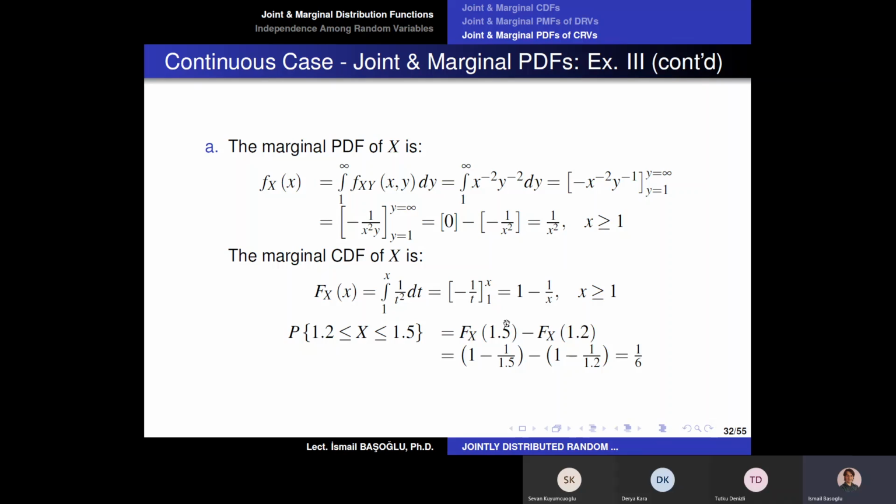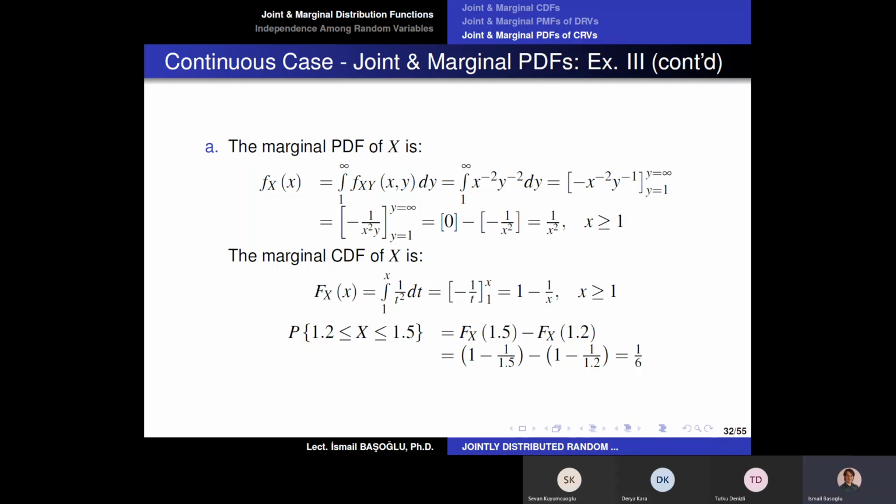And let's calculate the CDF at 1.5 and 1.2. At 1.5, it is going to be 1 minus 1 over 1.5, which is 1 over 3 here. At 1.2, it is going to be 1 minus 1 over 1.2, which is going to be equal to 1 over 6. And if you subtract 1 over 6 from 1 over 3, you get 1 over 6. So that probability is equal to 1 over 6.